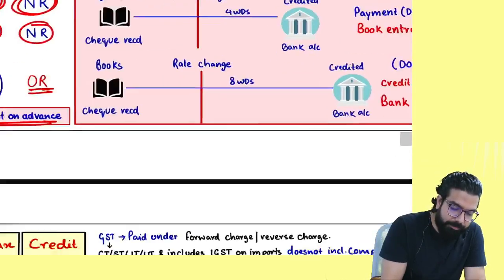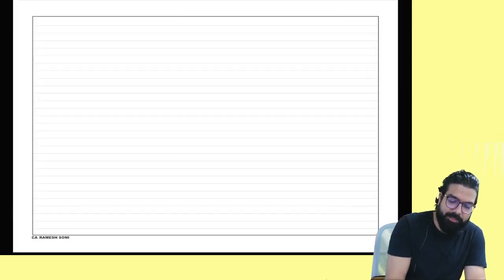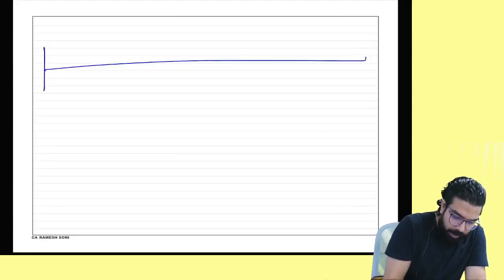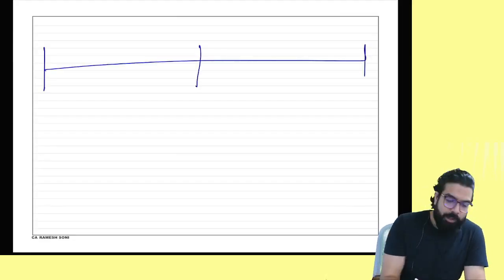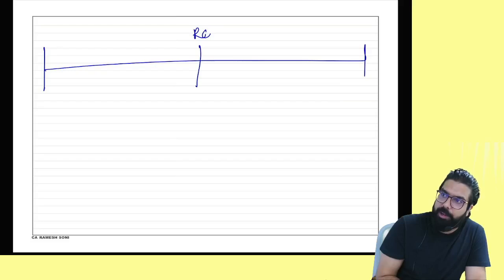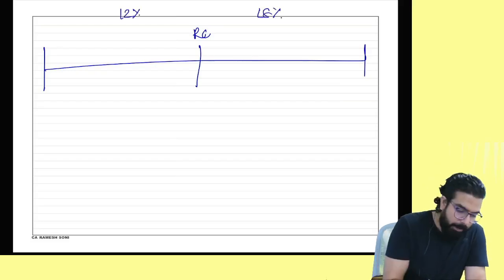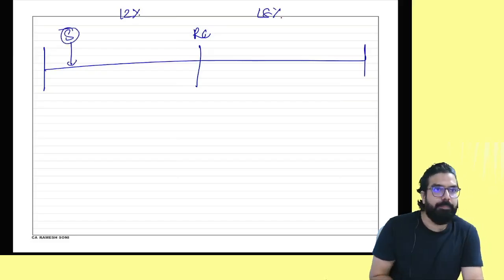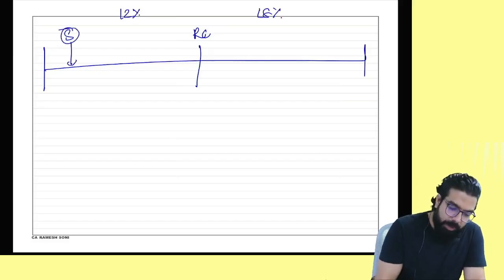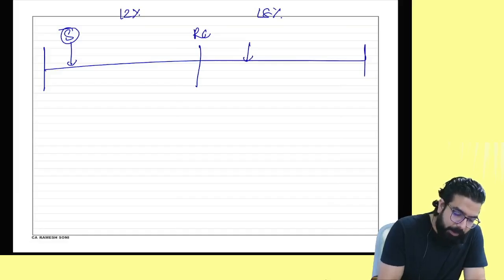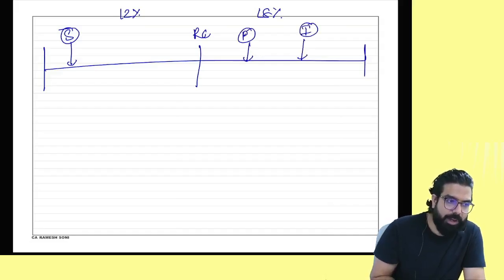But supposingly, I'll tell you one thing. What people were doing, cheating. See, I am explaining this only. Listen, supposingly rate change happened over here. Here the rate was 12%. Here the rate became 18%. I did the supply over here. I received payment over here and invoice over here. Can you tell me which rate will apply? New rate, right?